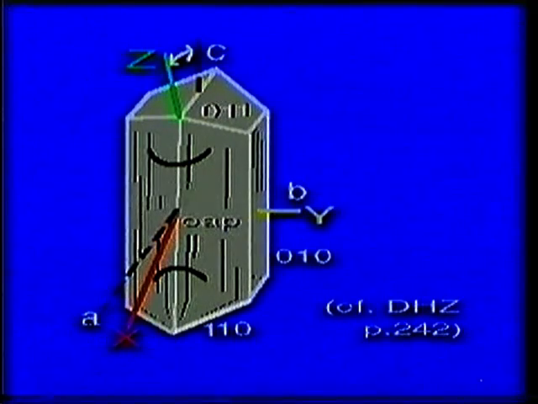Prismatic cleavage is shown as parallel traces on vertical faces. Optical directions: X and Z define the optic plane, OAP, parallel to 010. Arcs define the ends of the optic axes, and Y is normal to the optic plane.